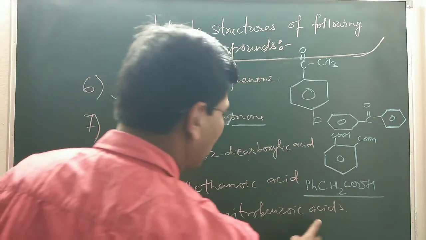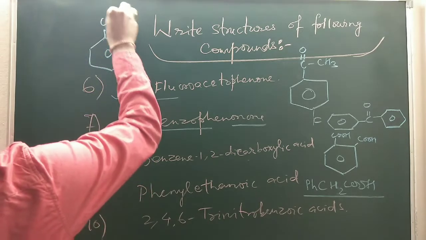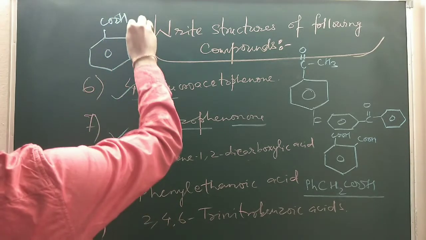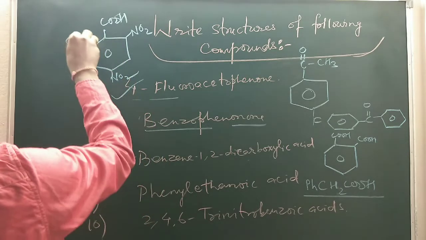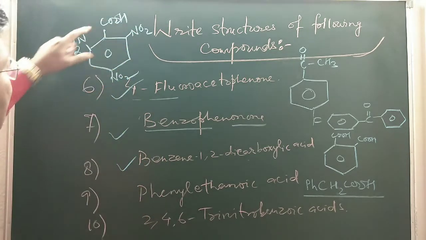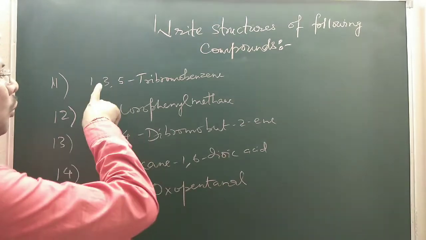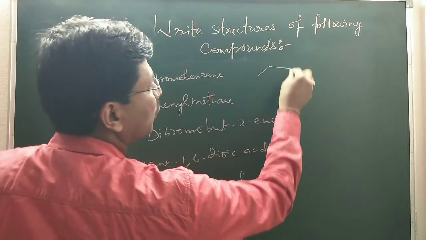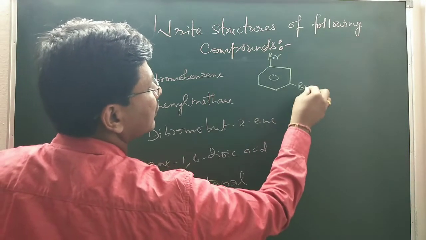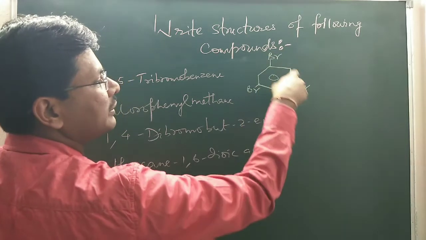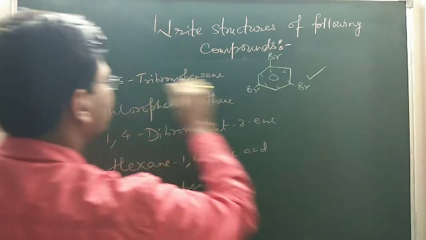Next is 2,4,6-trinitrobenzoic acid. First you write benzoic acid. This is benzoic acid, and the 2, 4 and 6 positions have a nitro group. So this is 2,4,6-trinitrobenzoic acid. Next is 1,3,5-tribromobenzene. First you have to draw benzene, and then attach 3 bromine atoms at positions 1, 2, 3, 4, 5, 6, that is 1, 3 and 5. So this is 1,3,5-tribromobenzene.